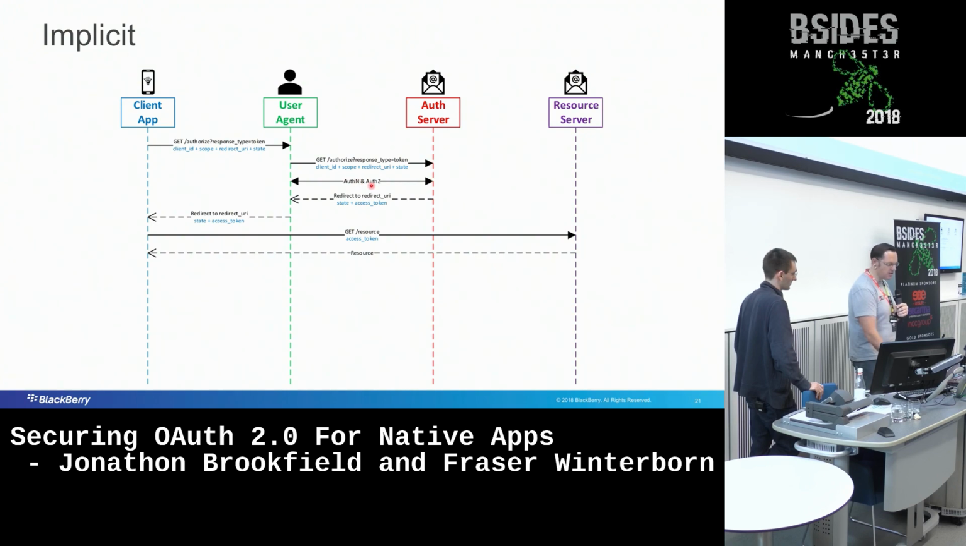Then the authentication and authorization steps happen. But in the implicit grant, rather than returning an authorization code, an access token is returned directly. This then gets to the user agent and is ultimately redirected back to the client app. Obviously, one of the differences here is there's no refresh token. So when the access token expires, the client app will have to go through the whole authorization step here again.